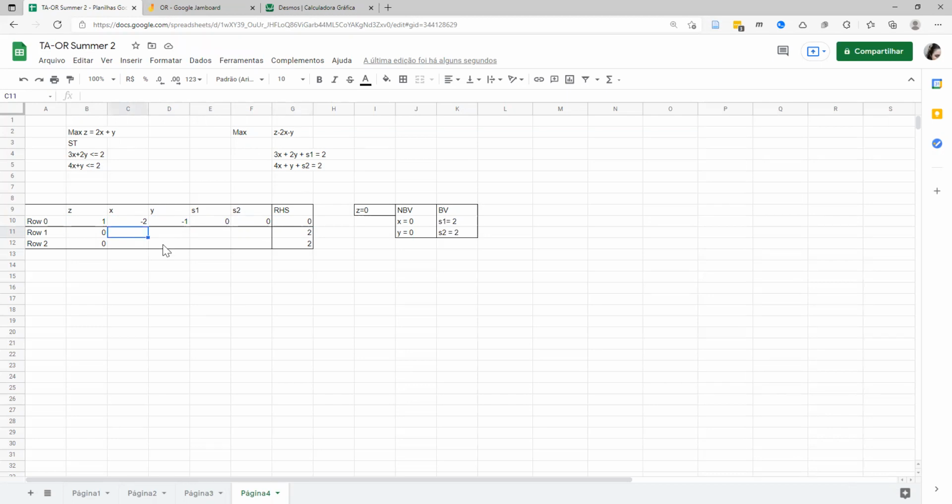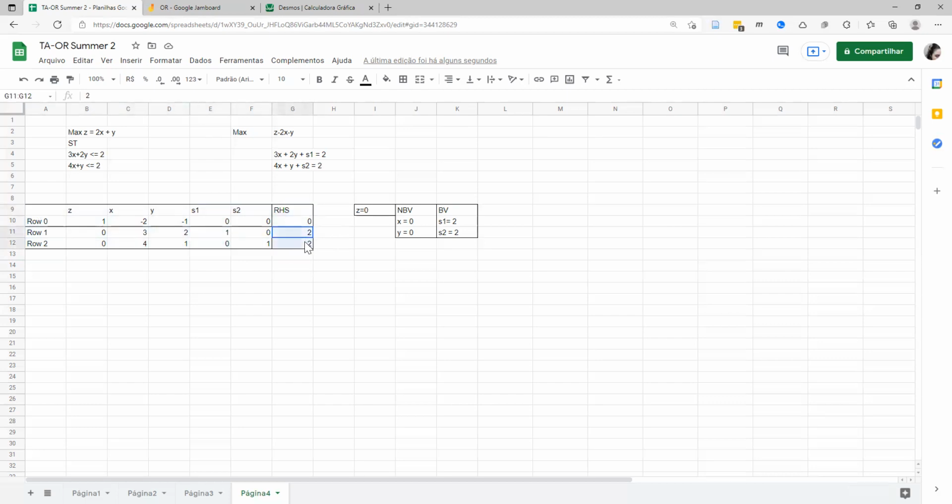In row 1, we're going to put the first constraint, so it's going to be the coefficients of each variable: 3 for x, 2 for y, 1 for s1, and 0 for s2, and of course the right-hand side is 2. And then the second constraint is row 2: 4, 1, and 0, of course, and 1 for s2, and the right-hand side is 2. So that's our initial tableau.